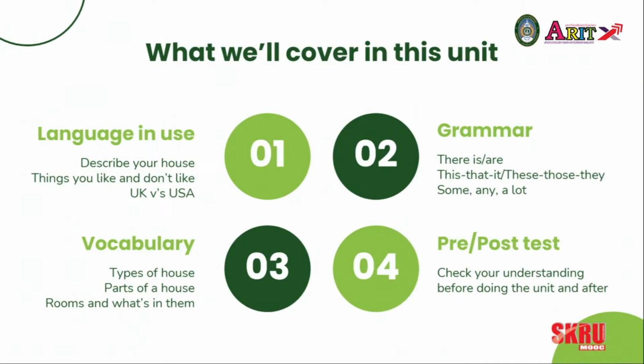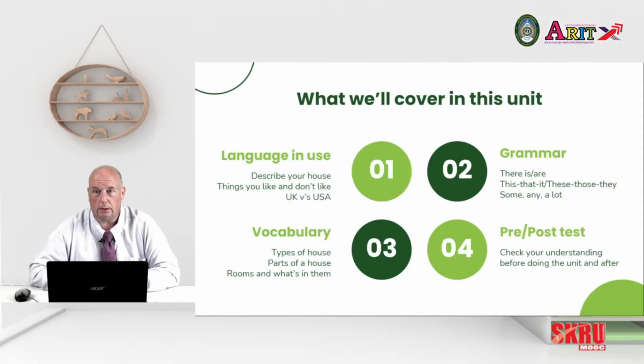So in this unit we'll cover the same three sections we have in the past units. First of all, language in use, people talking about their home, mentioning some of the things they like and don't like. We'll also look at some of the differences in vocabulary between the UK and the USA. Then in Unit 2 we'll have a look at the grammar using there is and there are. We'll also look at this, that, these, those, and some, any, a lot.